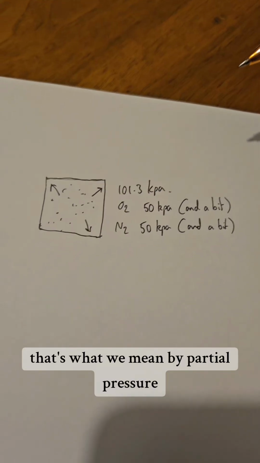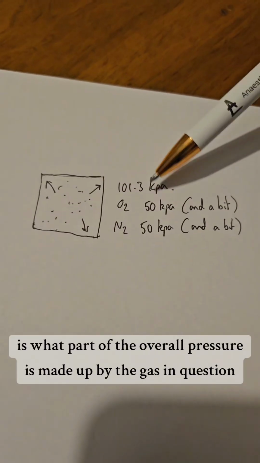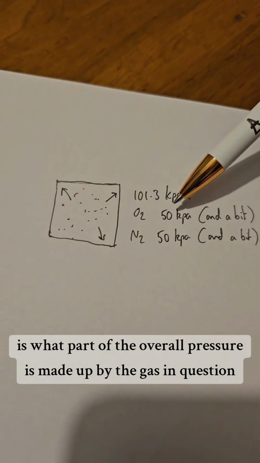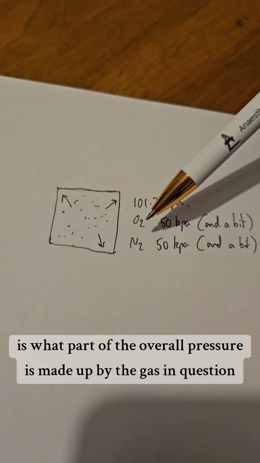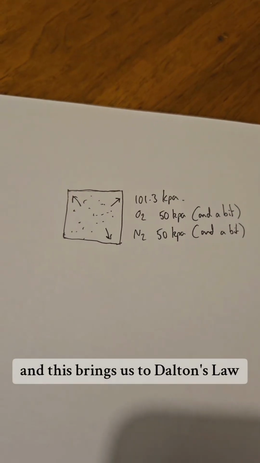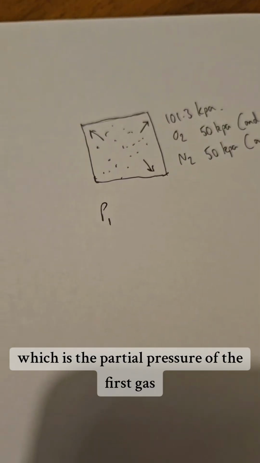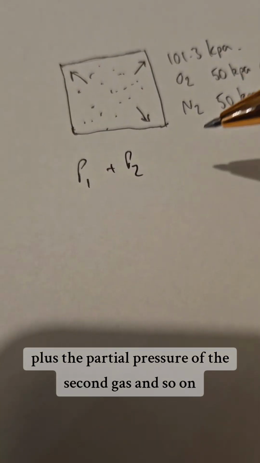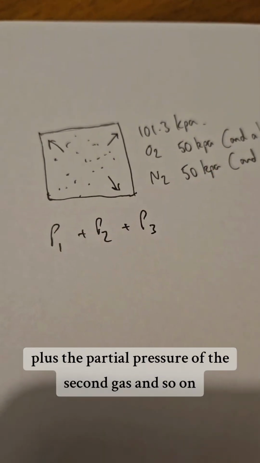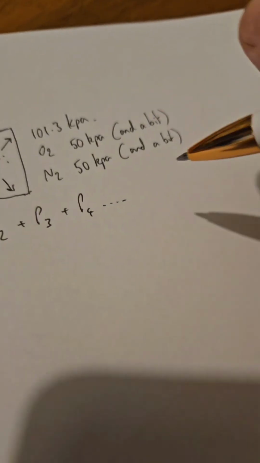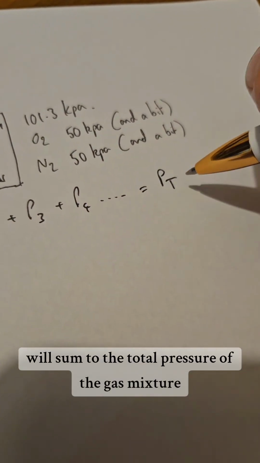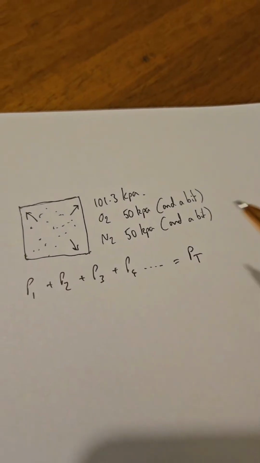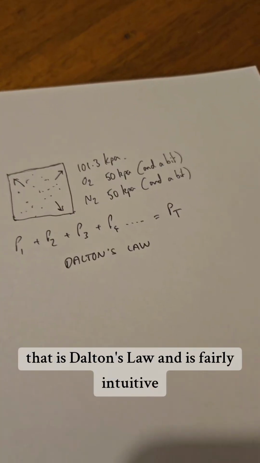That's what we mean by partial pressure, is what part of the overall pressure is made up by the gas in question. And this brings us to Dalton's law, which is the partial pressure of the first gas plus the partial pressure of the second gas, and so on, will sum to the total pressure of the gas mixture. That is Dalton's law, and it's fairly intuitive.